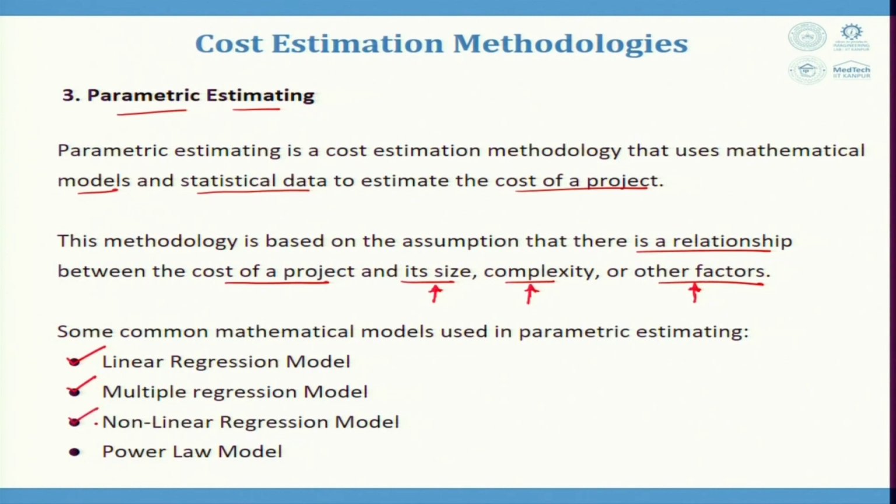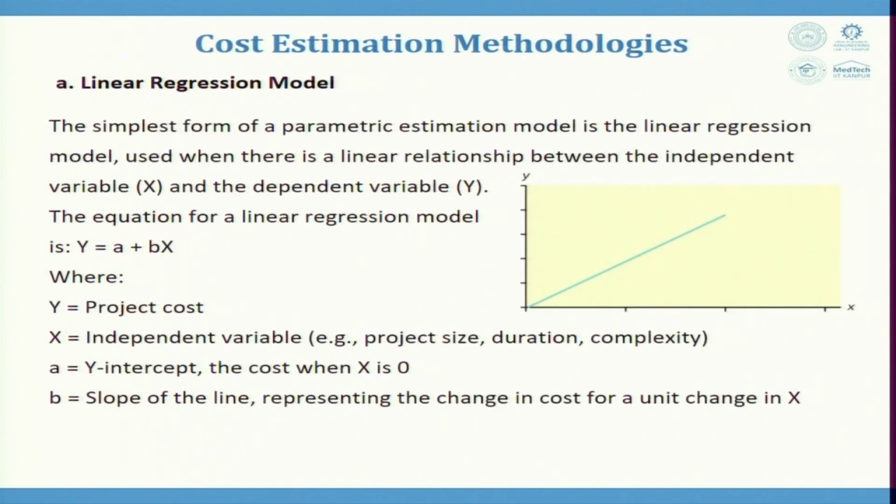Non-linear regression models are where the parameters are also related to each other, or if it is not a first degree regression model but a higher order degree regression model, that becomes a non-linear regression model. The power law model is also one that we will discuss in the forthcoming slides, which is also a parametric method to determine the cost of a social innovation. Number 1, linear regression model.